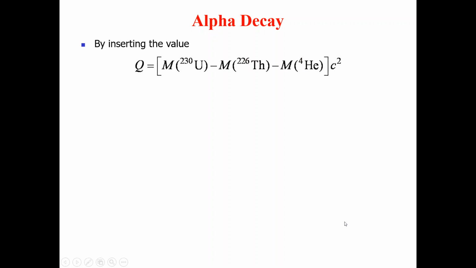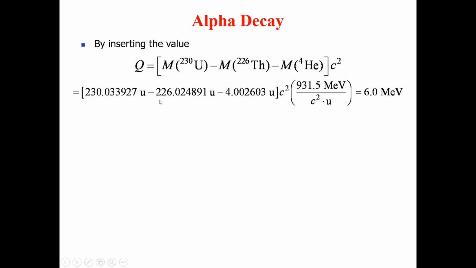By inserting these values into the formula which we have here, you just need to put the values for all these elements. We get the mathematical value for Q, the disintegration energy, and this is equal to 6 mega electron volt.